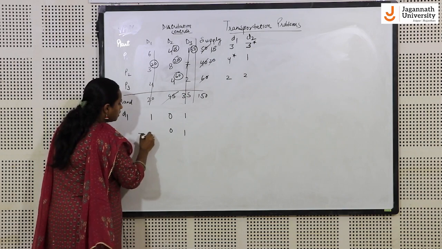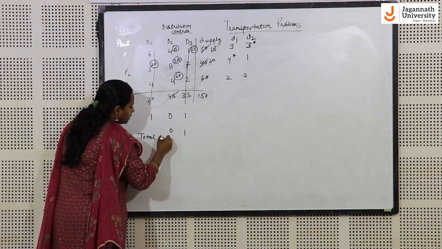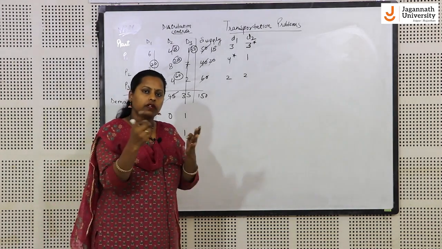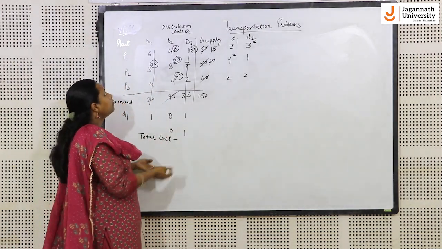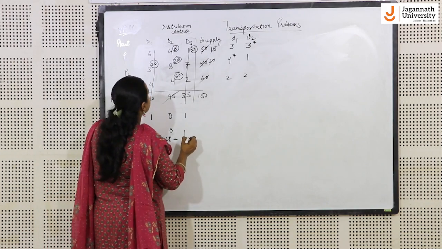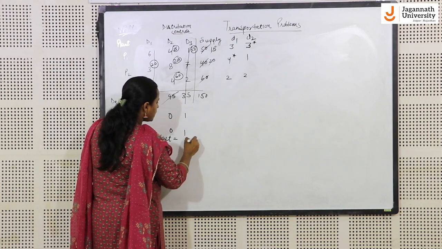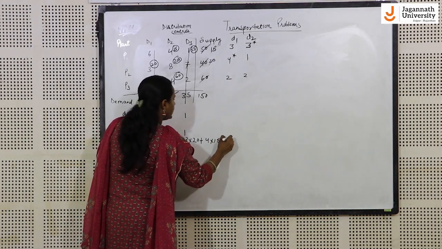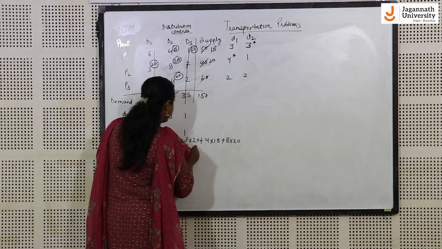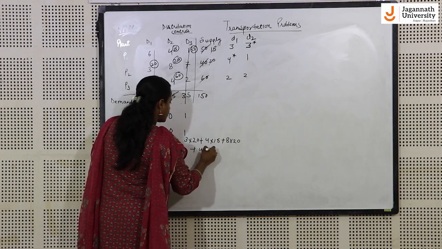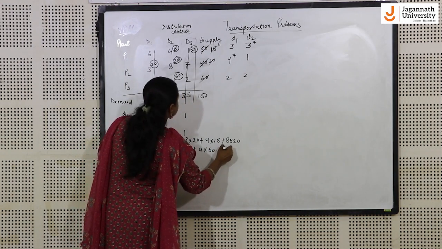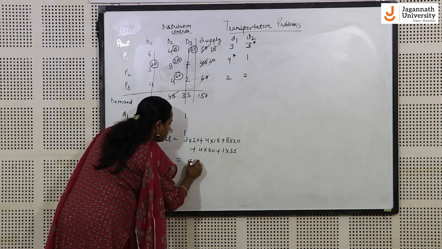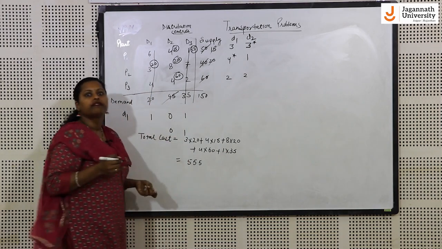So again, as we had calculated the total cost in NWCR and LCM, so we will calculate the total cost here also for the Vogel's approximation method. So allocations are 3 into 20, 4 into 15 plus 8 into 20 plus 4 into 60 and the last but not least 1 into 35. So here also the total will be 555 units.